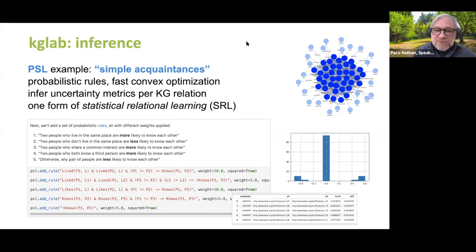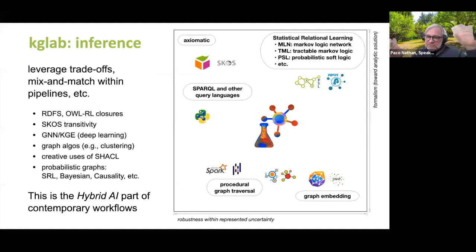And what I want to show here is there's many different angles about inference. You can be doing something that's very strict and axiomatic. You can be doing something that's very loosey-goosey like graph embedding, graph neural networks. There's a lot of points in between. How can we mix and match and build pipelines that are basically hybrid AI that combine different parts of these and put them together?